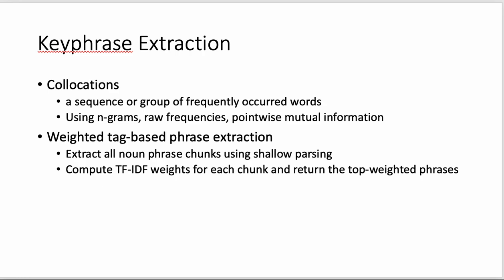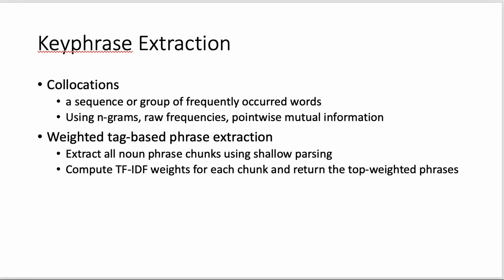The NLTK collocation finders are what we use to find the collocations, and that includes various measures such as raw frequencies and PMI. PMI stands for pointwise mutual information. I have the demo code to show later how to use them, and we can compare the results from these two techniques.